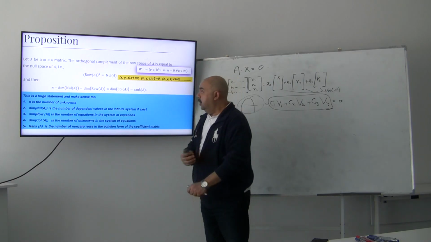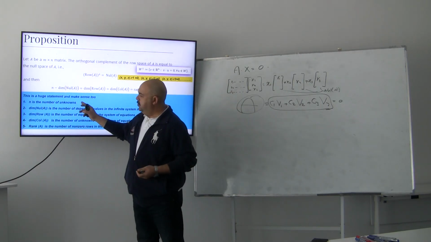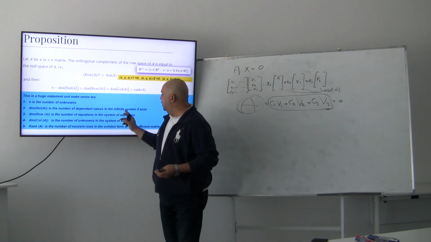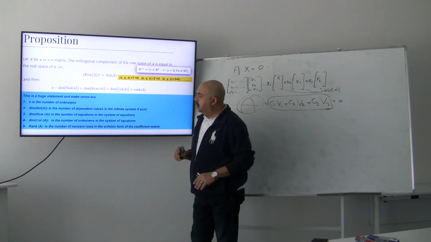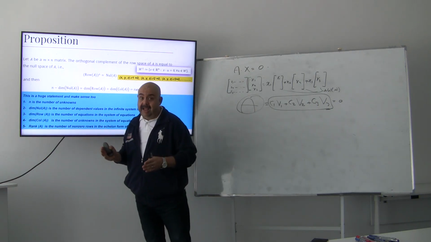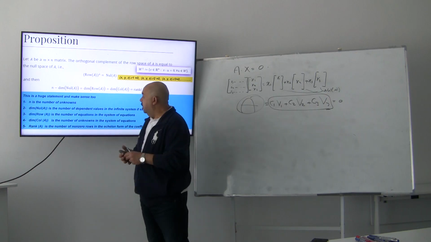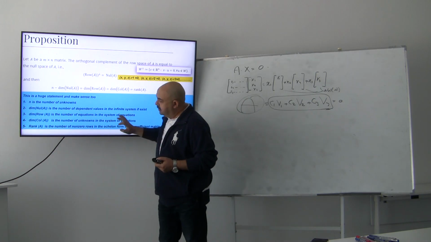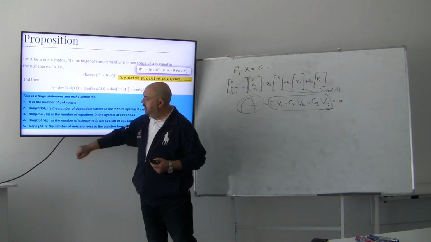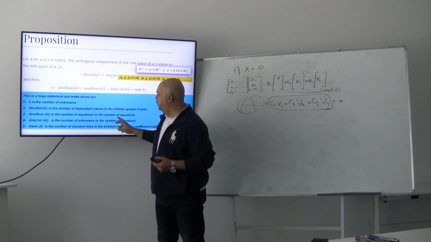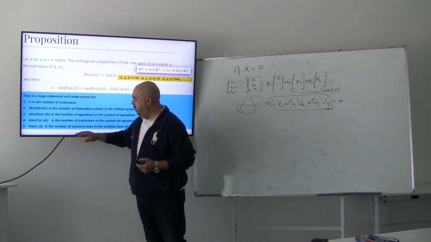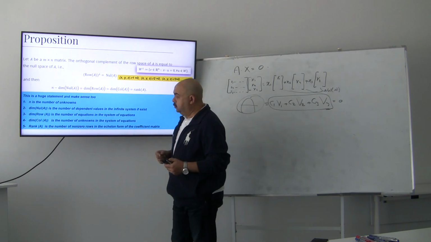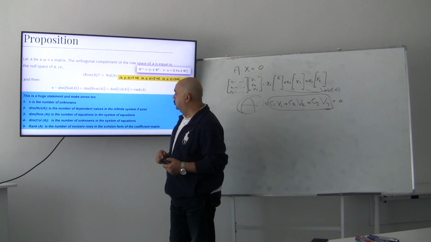Because if you remark, we have n as the number of unknowns. The dimension of null of A is the number of dependent values in the infinite system, if it exists. So null A is the number of dependent values that really exist, as we will see. The dimension of row A is the number of equations in the system of equations. The dimension of column A is the number of unknowns in the system of equations after getting the echelon form, as we will see shortly, and it equals the rank of A.